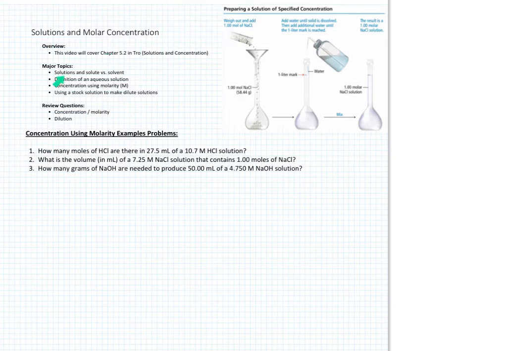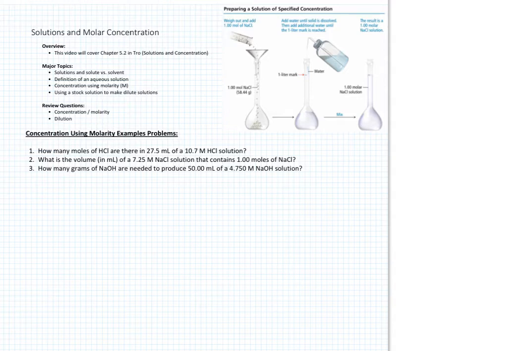We're going to take a look at solutions and then the definition of the words solute and solvent. What is an aqueous solution specifically, because you can have different types of solutions, but we're going to specifically look at aqueous solutions. And then a specific concentration unit called molarity, which is given the symbol capital M. And then we are going to take a look at some examples on how to use a stock solution to dilute solutions. So let's start with a couple of definitions.